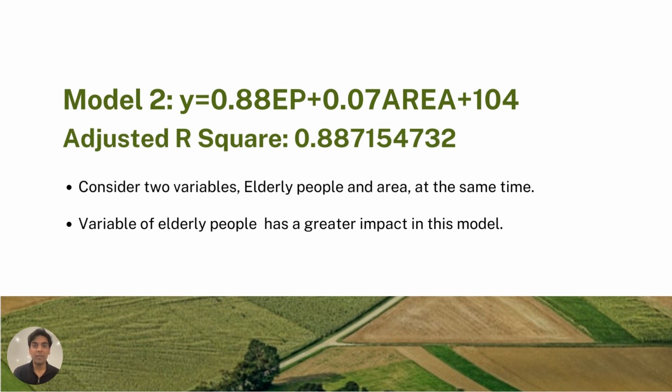Yes, it is possible to develop a multivariate model. In the multivariate model, we have included two independent variables. This is the elderly population and the area. The resulting equation and the R-square show us that it is highly accurate. From the equation, we can clearly see that the coefficient of elderly population is higher, which means it has a greater impact on the sales per head.